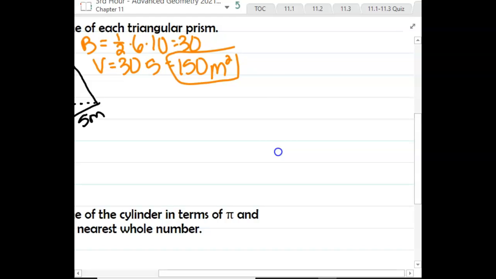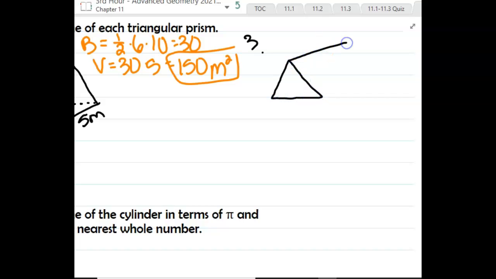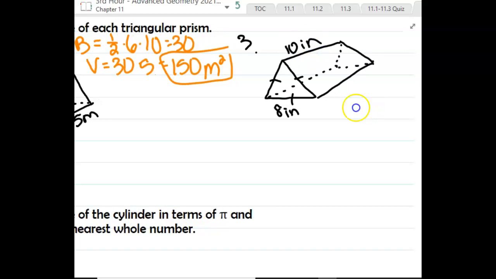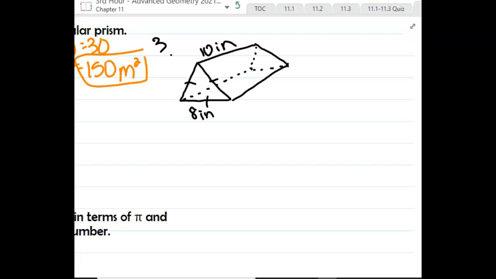Okay, let's do one more triangular prism. Okay, we're going to have an equilateral triangle. That helps you draw this at all. An equilateral triangular prism. Okay, this bottom here is going to be 8 inches, and going back here is going to be 10 inches.